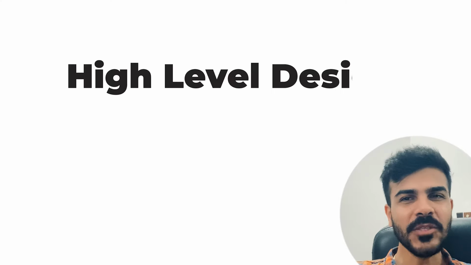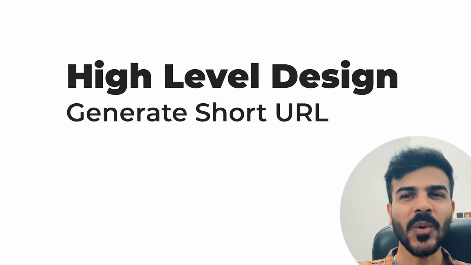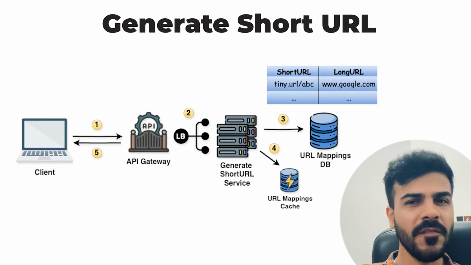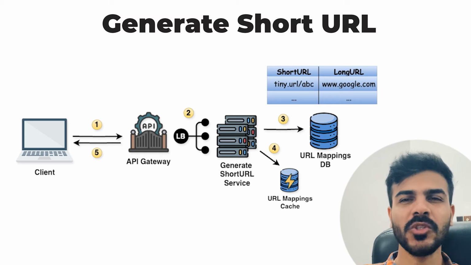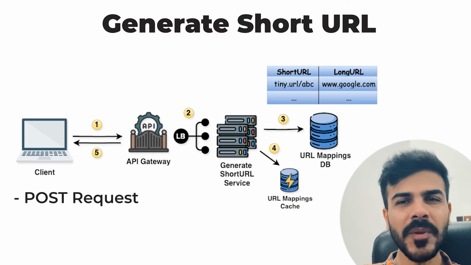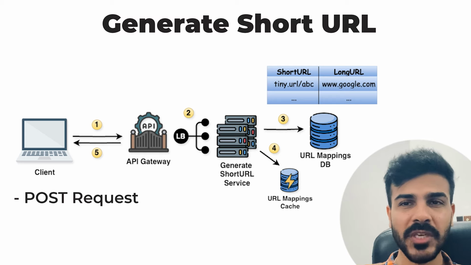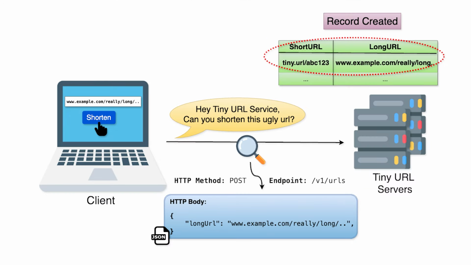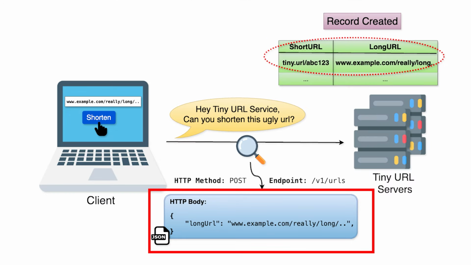Let us look at the end-to-end flow when a short URL is actually generated on the backend for a given long URL. The following steps are involved sequentially. First, when a user tries to shorten a long URL, a request is sent to the backend. This request is sent to the TinyURL servers and would be a POST request. This POST request would contain the long URL input that the person wants to shorten in the request body. This is what we saw in the API design section.